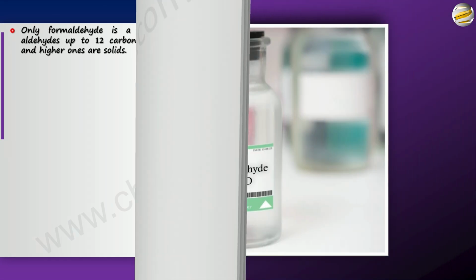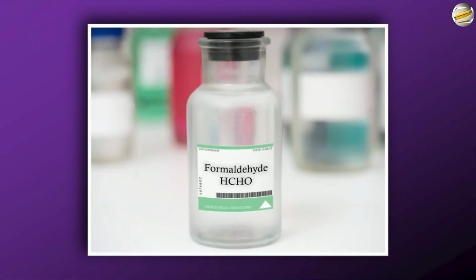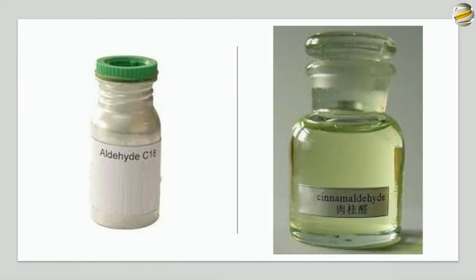Only formaldehyde is a colorless gas, while other aldehydes up to 12 carbons are colorless liquids and the higher ones are solids. So I'll just show you an image. This is formaldehyde gas. And on the right, you see cinnamaldehyde, that is less than 12 carbon atoms, and that is a liquid. And the C18 aldehyde on the left, you can see, is a solid.